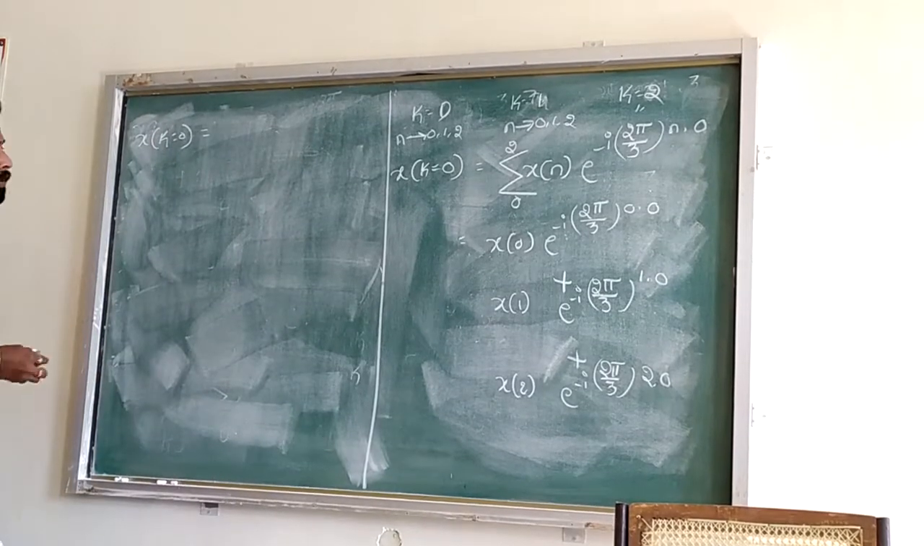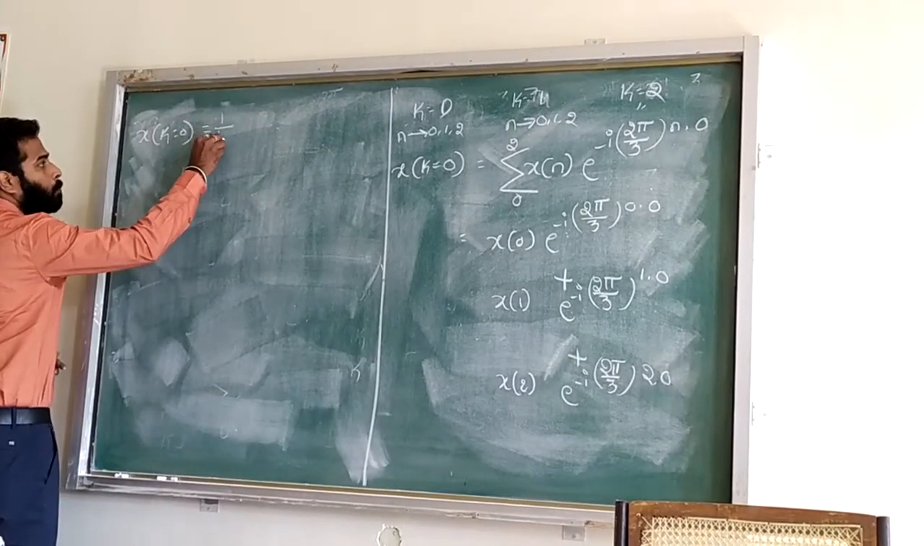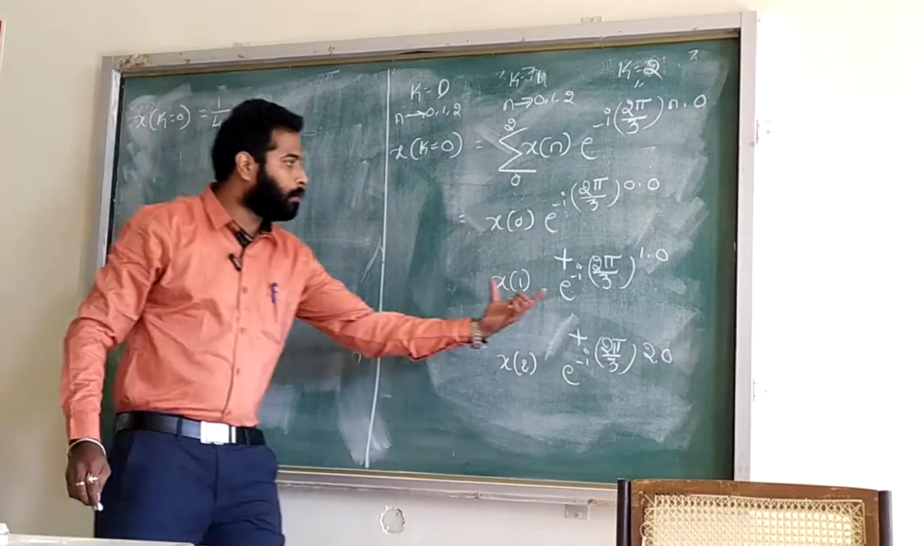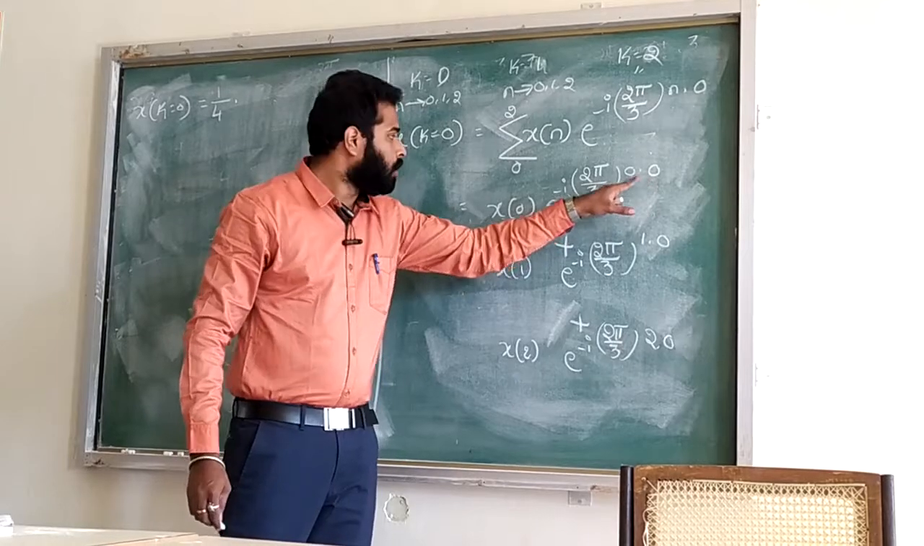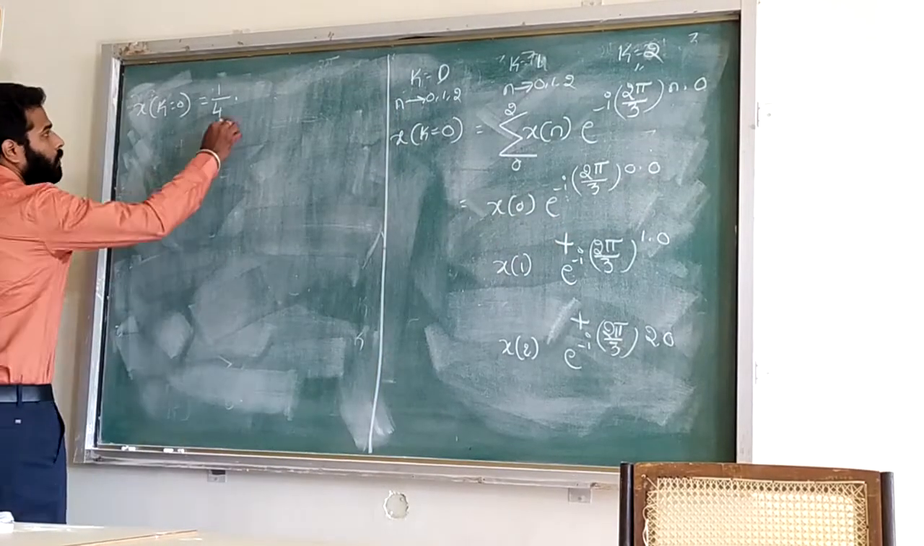So x of 0 is 1 by 4. So we'll write 1 by 4 into this complete part. So e raised to 0: 1 into 0 is 0, 0 into 0 is 0. So e raised to 0 is 1.